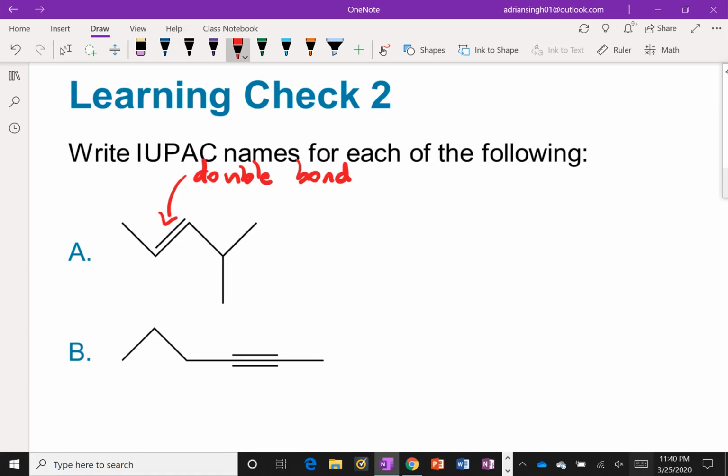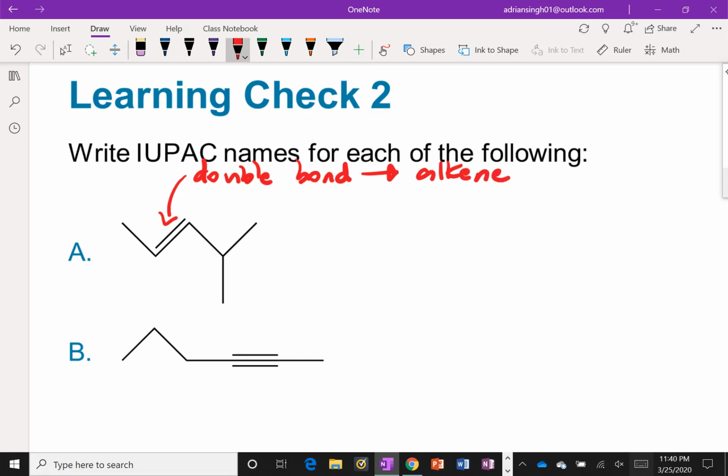Right, and you notice when we draw it, we still draw it in the zigzag fashion because the shape around that double bond is trigonal planar. So we need to faithfully replicate that in our structure. All right, so double bond present, right? So that means that it's going to be an alkene.